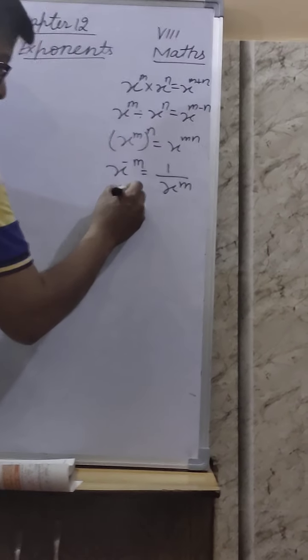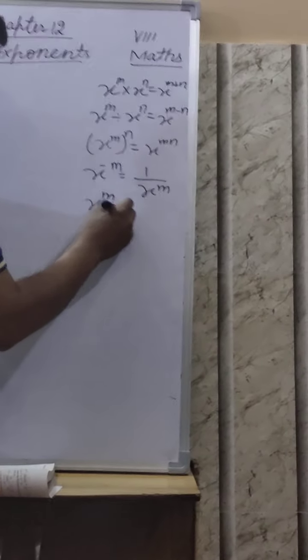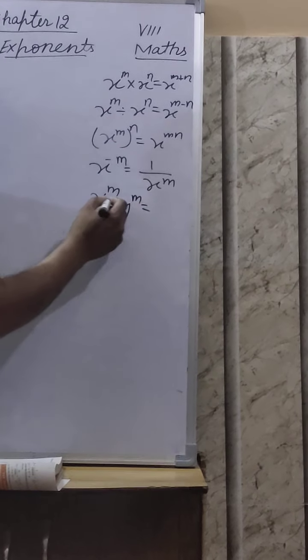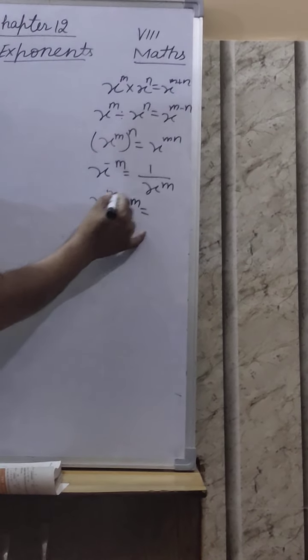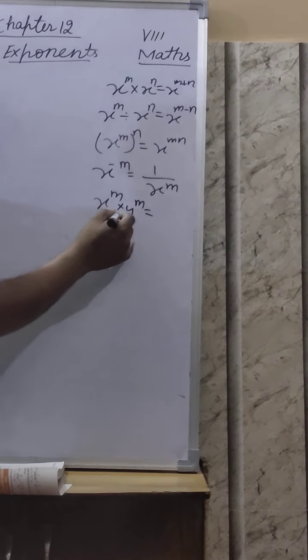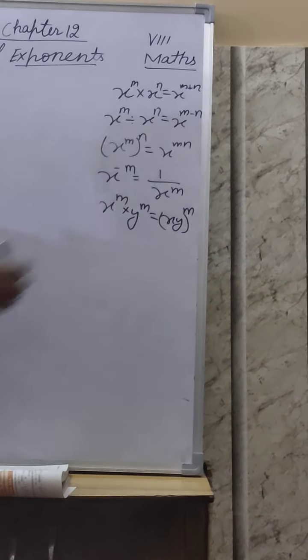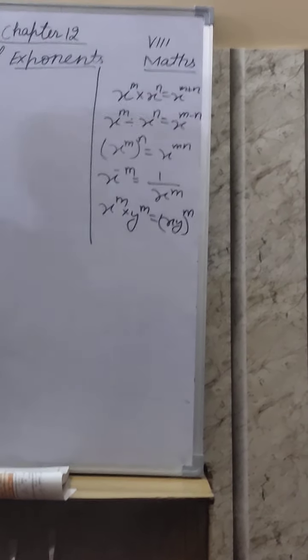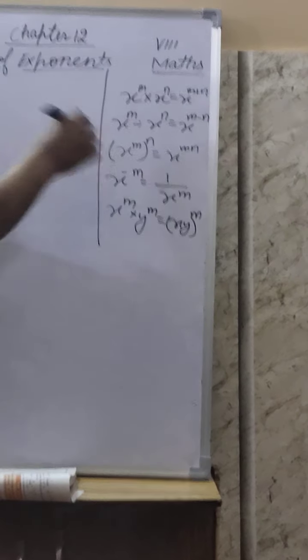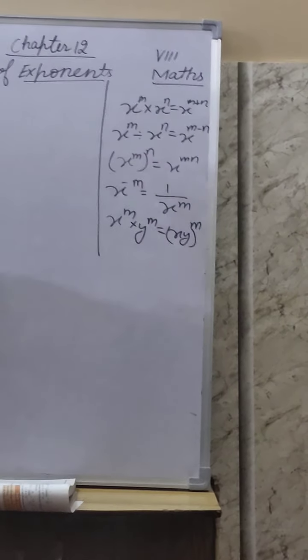Clear this? And one more, if x power m into y power m, if the power is the same and the base is different, with a multiply symbol, then the bases will multiply and the power will remain the same. Understand? So we have revised this, and we will use these laws of exponents in the questions.